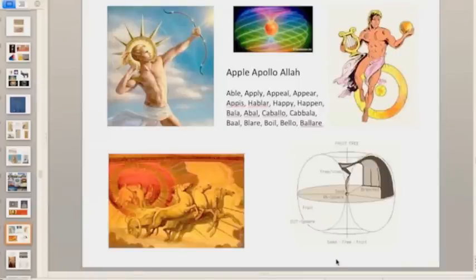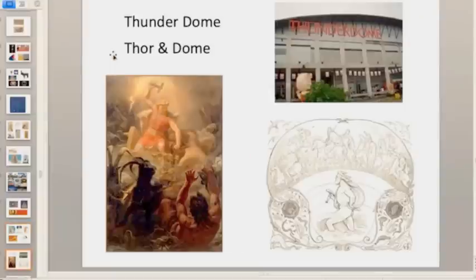See, there's the horse, leading the sun. There's the sun, seven-rayed God, Samson and his seven rays of hair. The thunder dome. These are the thunderbolts of Thor.